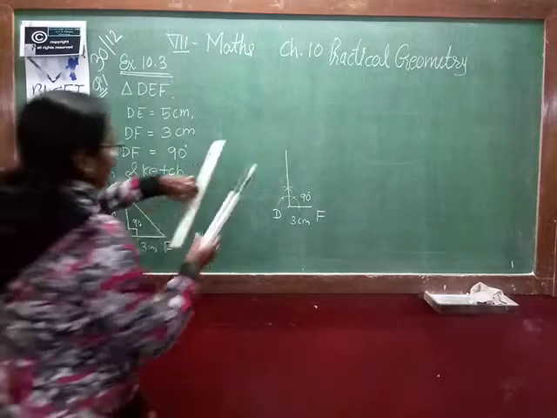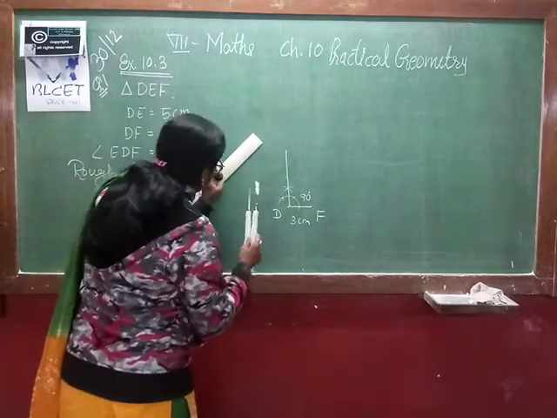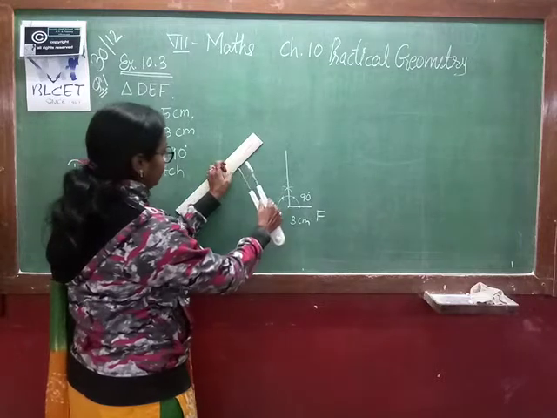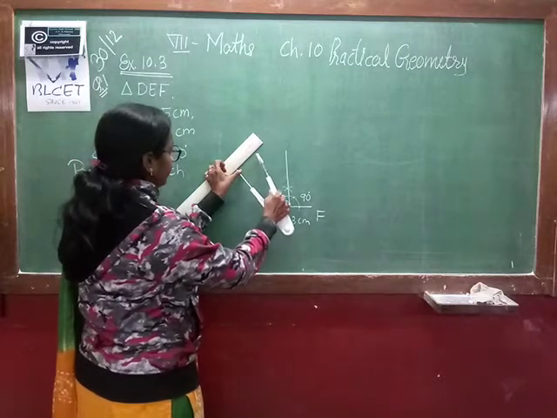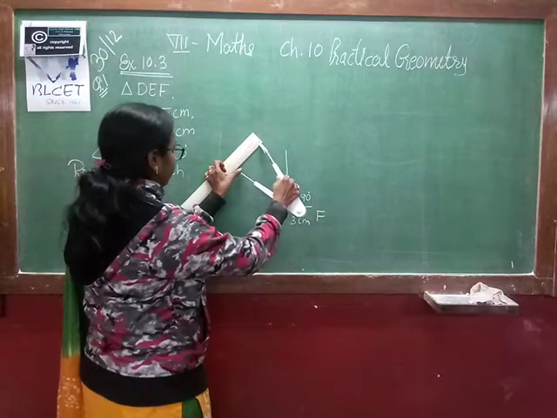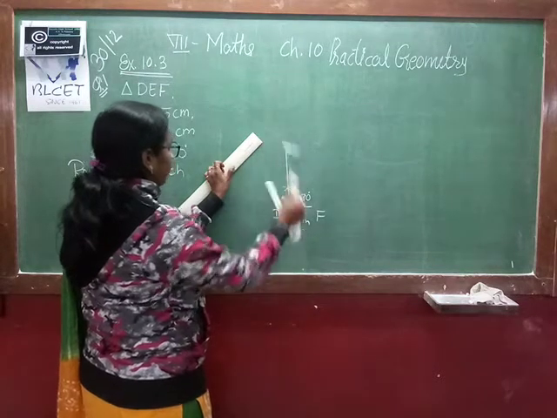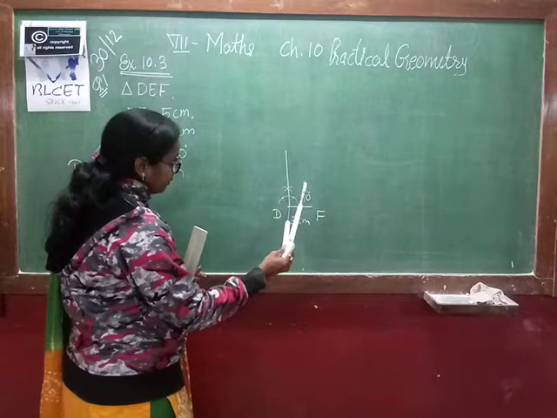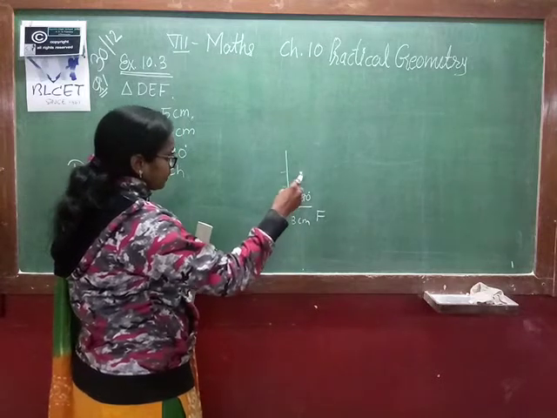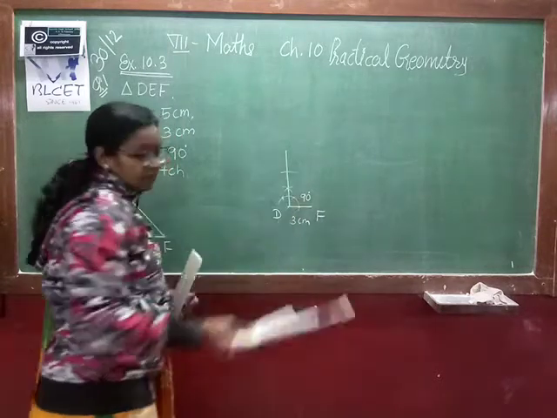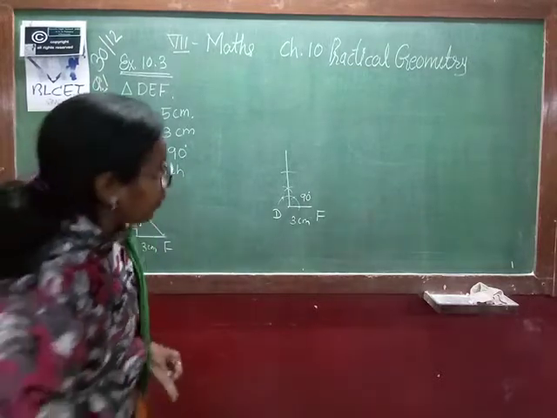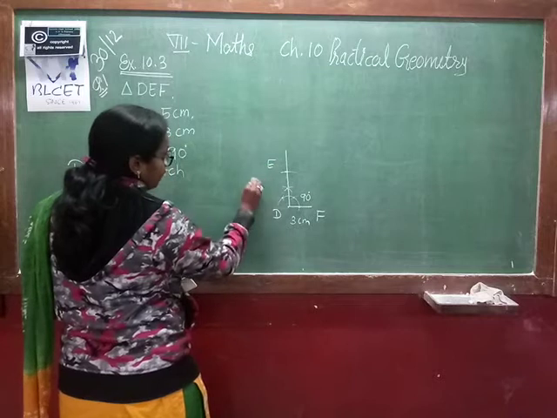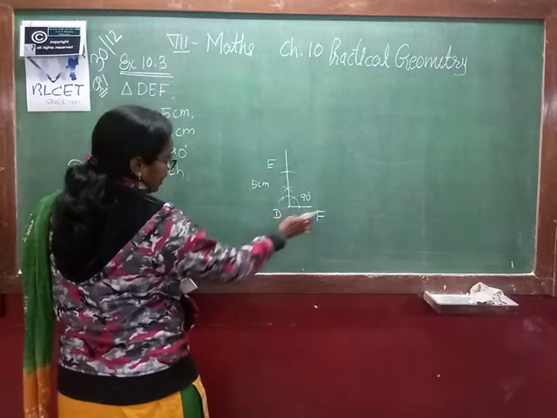Now we have to draw 5 centimeters. On the scale, 5 centimeters: 0, 1, 2, 3, 4, 5. So here is your 5 centimeters. Extend the measurement. So this is your 5 centimeters. What you have to do is draw an arc from D. You get one intersecting point, name it E. So DE is 5 centimeters, DF is 3 centimeters.